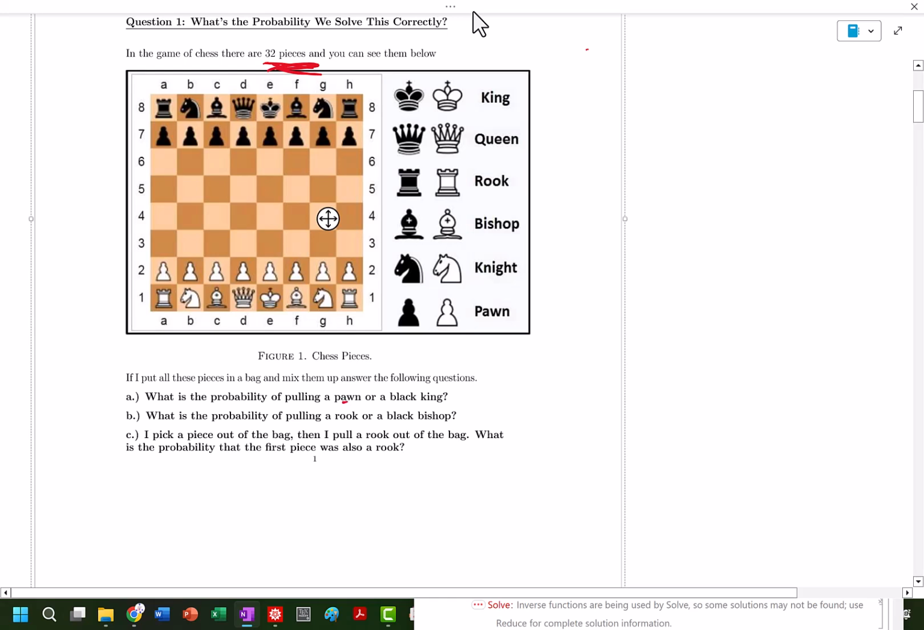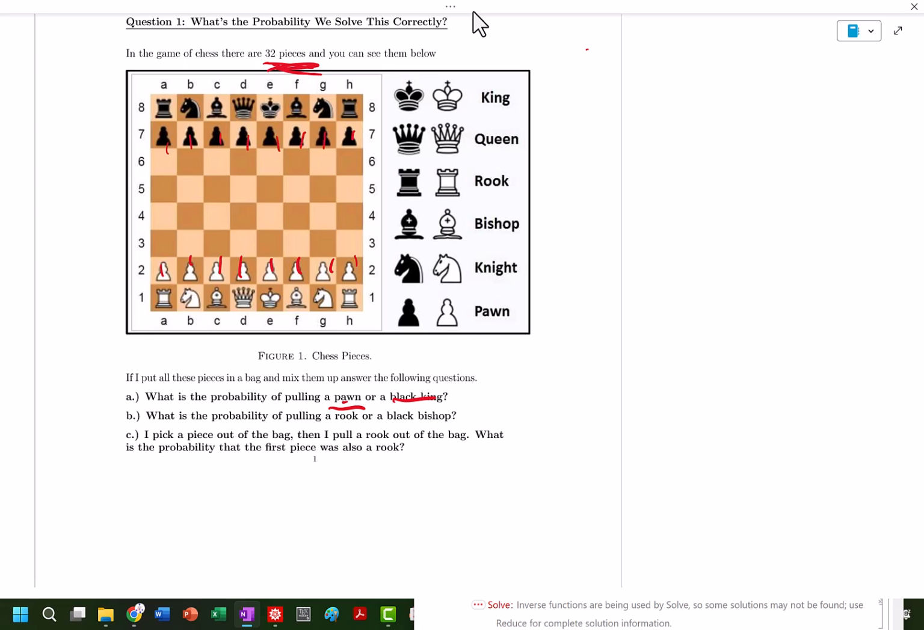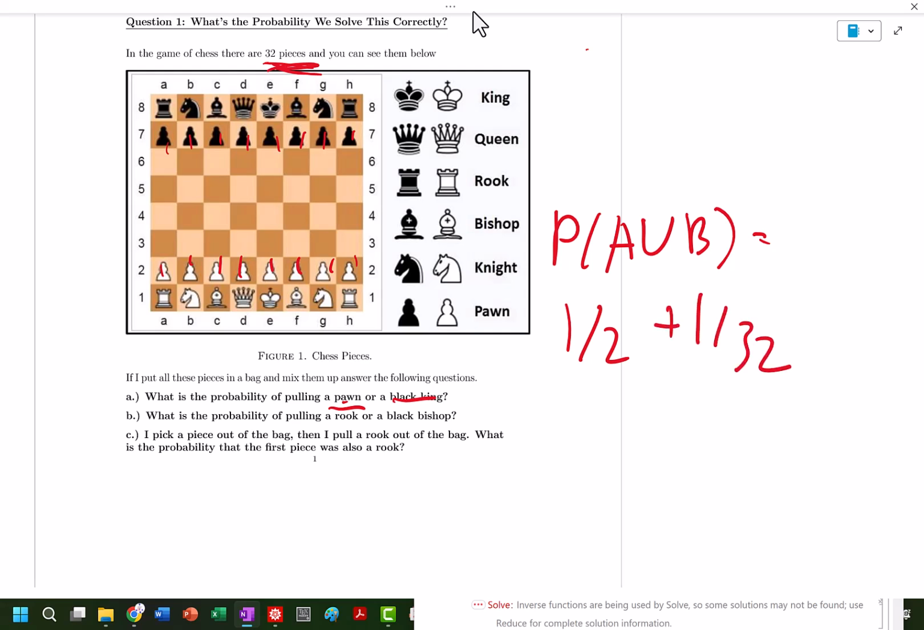What's the probability of pulling a pawn or a black king? So we have to think about whether these probabilities are mutually exclusive or not. Is there something that can cancel those out? No. So the probability of pulling a pawn, you can see here we have how many? 1, 2, 3, 4, 5, 6, 7, 8, 9, 10, 11, 12, 13, 14, 15, 16. So the probability of A union B is going to be half plus the black king, 1 over 32, and that's it.